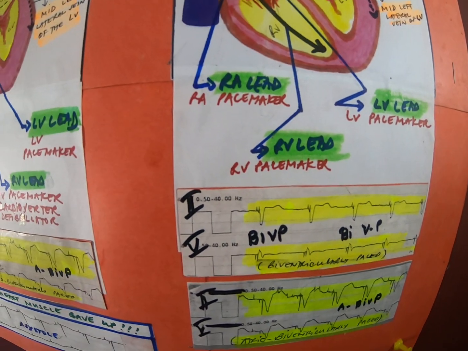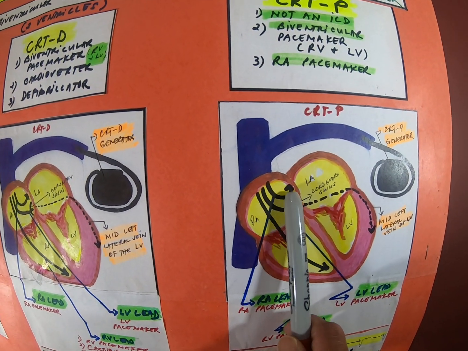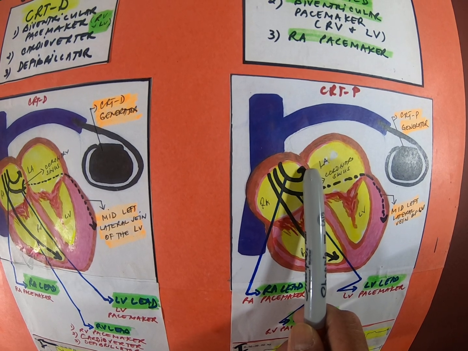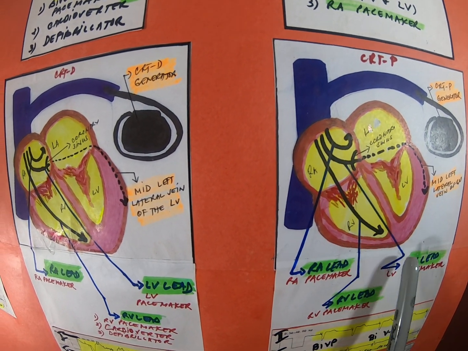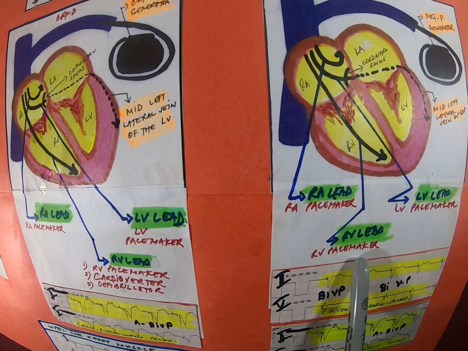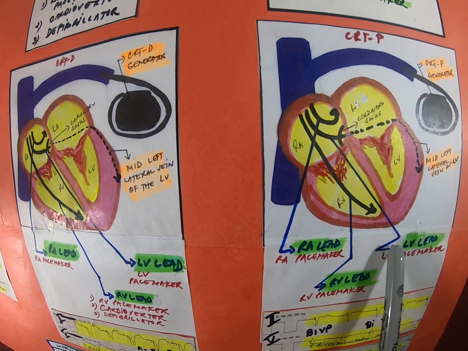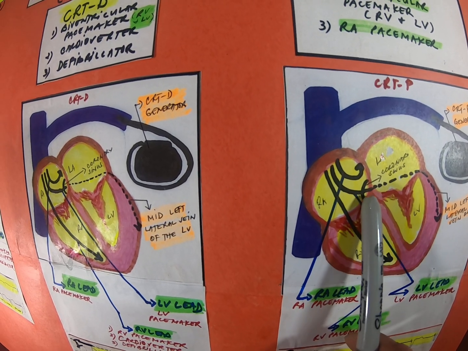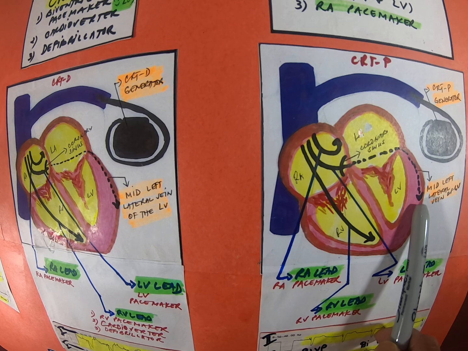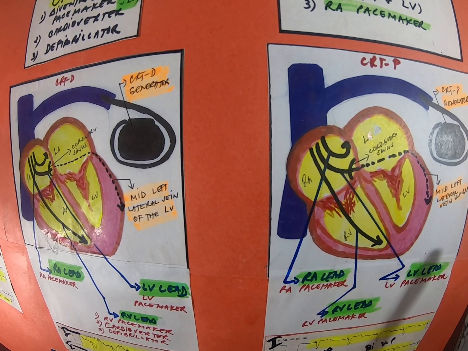So as you see here, we have one lead to the right atrium, at the tip at the appendage. We have a right ventricle lead, and the right ventricle lead is your right ventricle pacemaker. And the left ventricular lead is your left ventricle pacemaker, getting into the coronary sinus to the left side of the left ventricle, to the lateral vein and midsection.